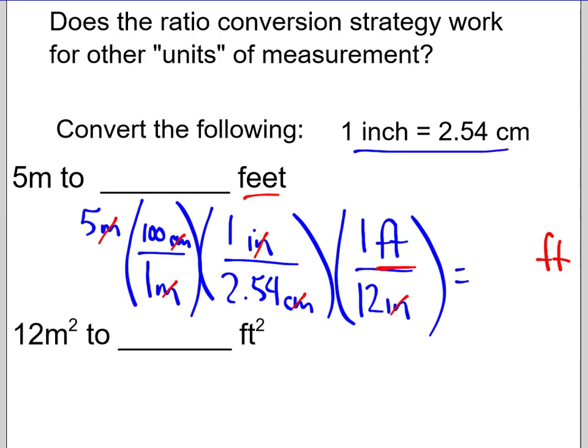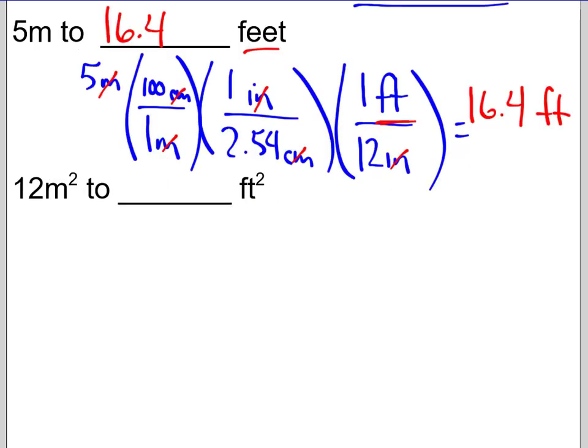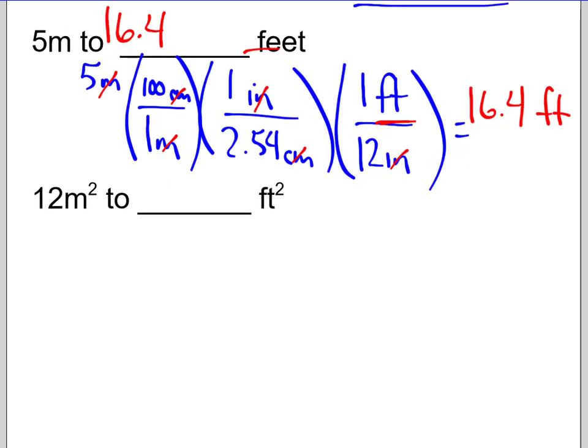And then I multiply across the top. 5 times 100, 500. And then I divide by the bottom, so you might need a bracket. 2.54 times 12, and you hit equals, and you get 16.4 feet. Okay, so 5 meters is the same as 16.4 feet. And then the last one here, and then I think we're almost done for the day.